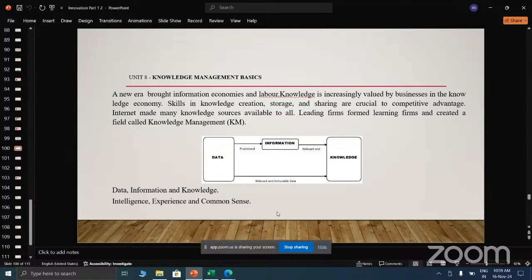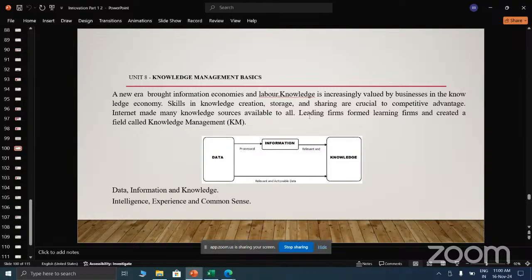So the basics: this is an era which brought information economics and labor. Knowledge is increasingly valued by business in the knowledge economy. Skills in knowledge creation. If you remember unit one, we discussed creating an idea. So here, after creating an idea, knowledge creation, then knowledge storage and knowledge sharing are crucial to competitive advantage. The internet made these knowledge sources available to all. Earlier, people used to refer to books in libraries or go to a few authors, and it used to be manually written. But now knowledge is available widely.